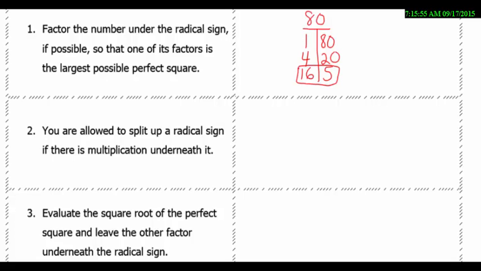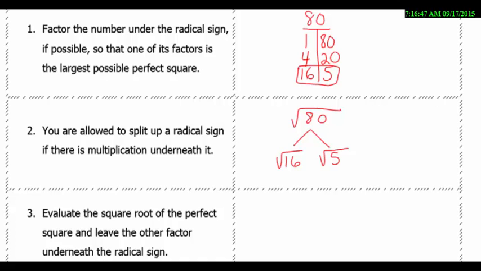So step 2 says you're allowed to split up a radical sign if there is multiplication underneath it. So the problem is the square root of 80, and so I'm allowed to say that this is the square root of 16 times the square root of 5. You could also say root 16 times root 5 or radical 16 times radical 5.